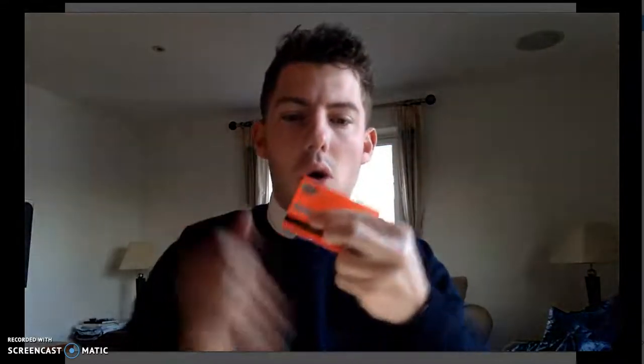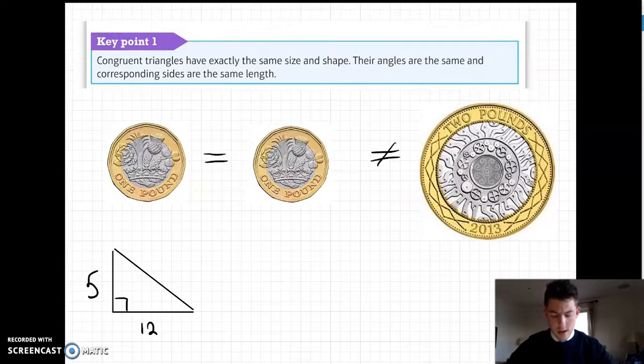A real life example that's really cool is credit cards. Now, I'm not going to show you my details, but credit cards have to be exactly the same dimensions, because if your debit card or credit card were all different, they wouldn't fit in the ATM machine. It's a really cool real life example. If they want all the same size and shape, they wouldn't fit into the ATM. So let's have a look at this.